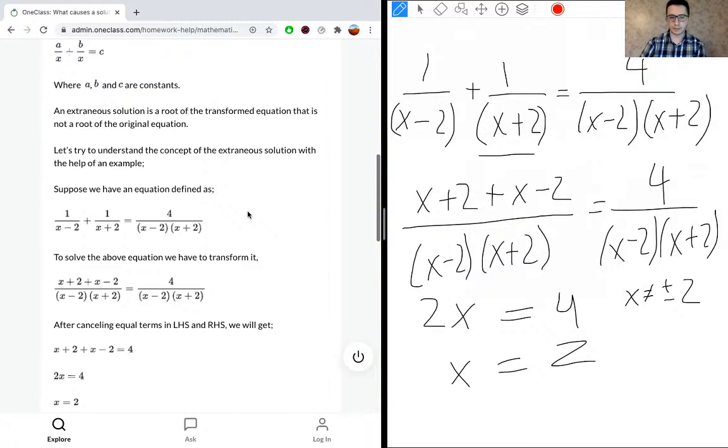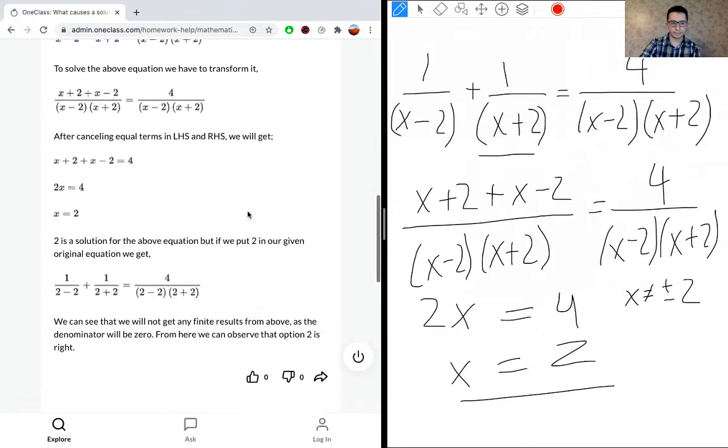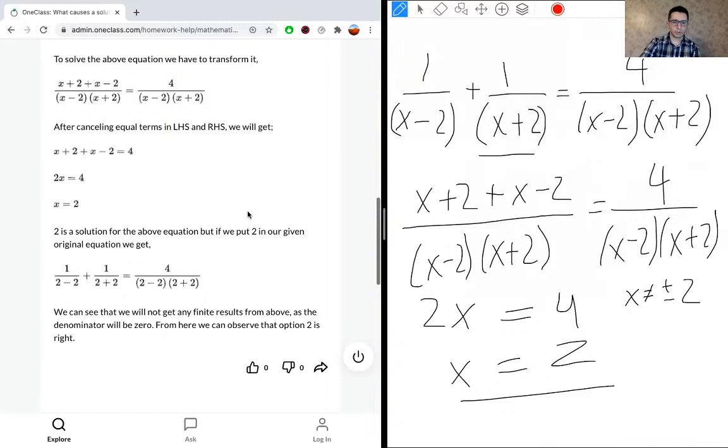So because we've eliminated them from the denominator to solve, we have to say that x cannot equal plus or minus 2, because if we plug these values into the original equation, we would divide by 0, and that would give us an extraneous solution. So here we would say this is not a correct solution, and the solution does not exist. So here it goes through the same process, plugs it back into the original equation, and because we're dividing, we can see that we will not get a finite result, as the denominator will be 0.